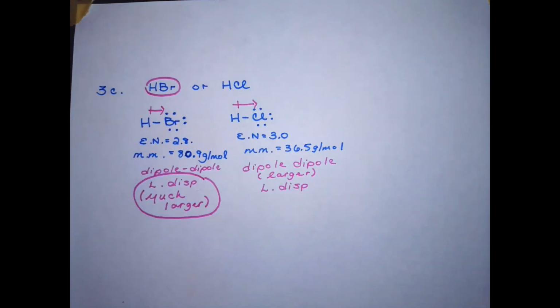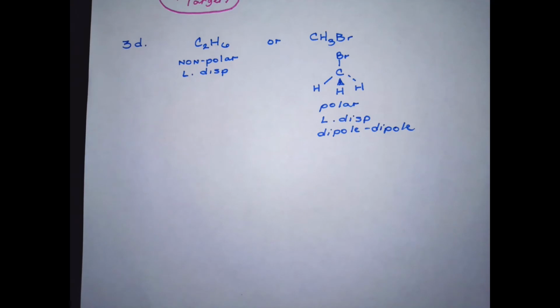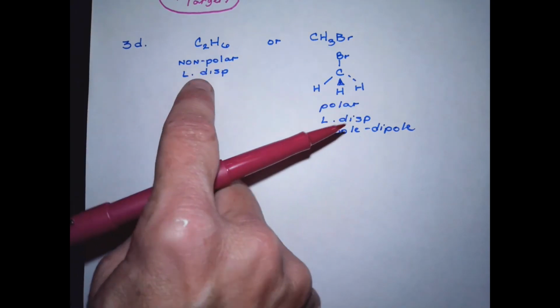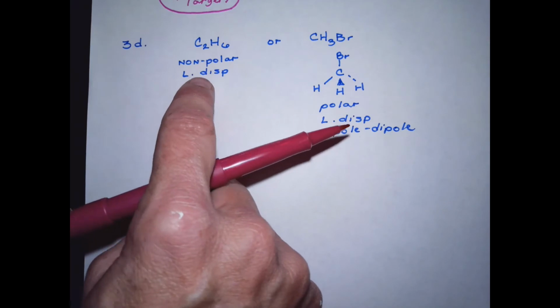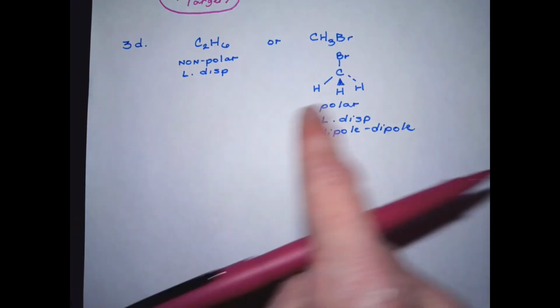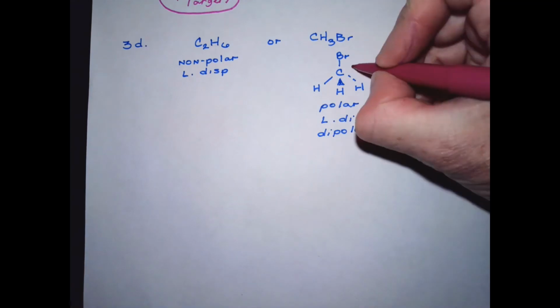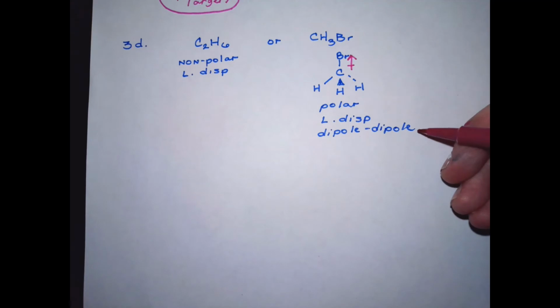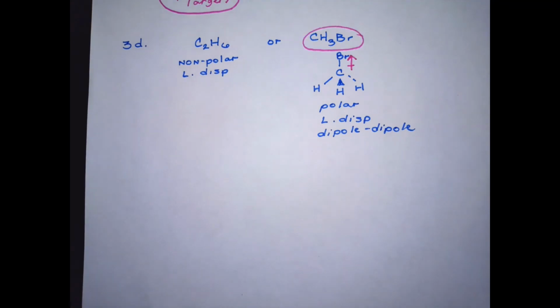So the London dispersion force of hydrobromic acid is significantly larger, and therefore I would predict that hydrobromic acid has the higher boiling point. In letter 3D, we're asked to compare ethane, which is nonpolar and only exhibits London dispersion forces, to CH3Br, which, because of the bromine, is a polar molecule and exhibits dipole-dipole intermolecular forces as well. Therefore, CH3Br will exhibit the higher boiling point.